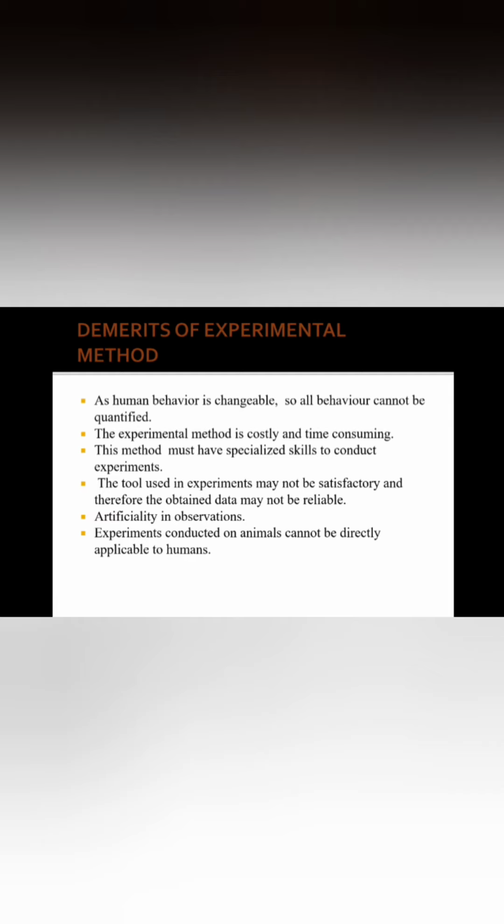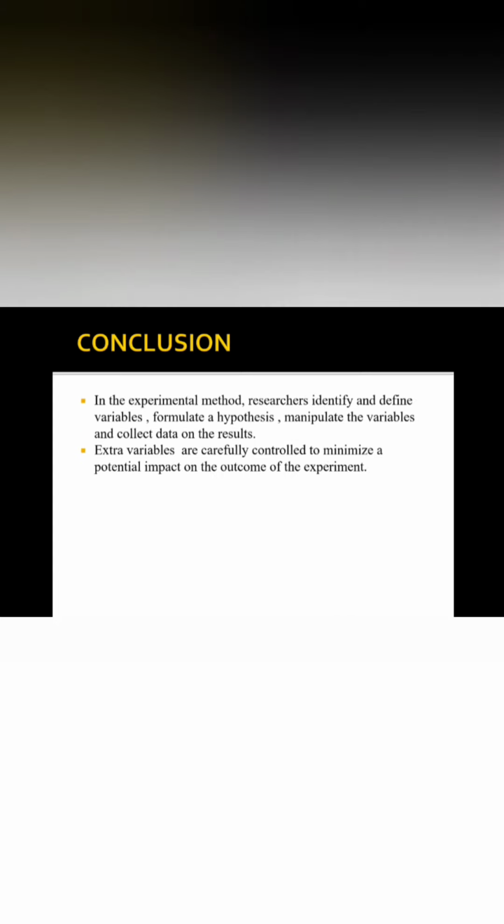The experiments conducted on animals cannot be directly applicable to humans. So in this method researchers identify and define variables, formulate hypotheses, manipulate the variables, and collect the data on results. Extra variables are carefully controlled to minimize their potential impact on the experiment. So till here we discussed the experimental method.